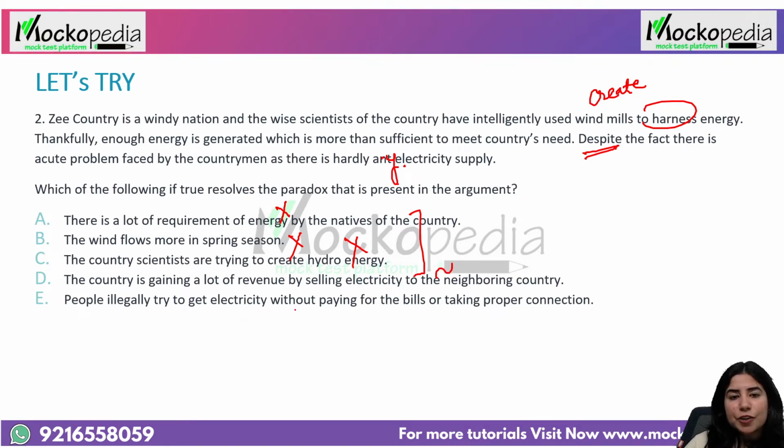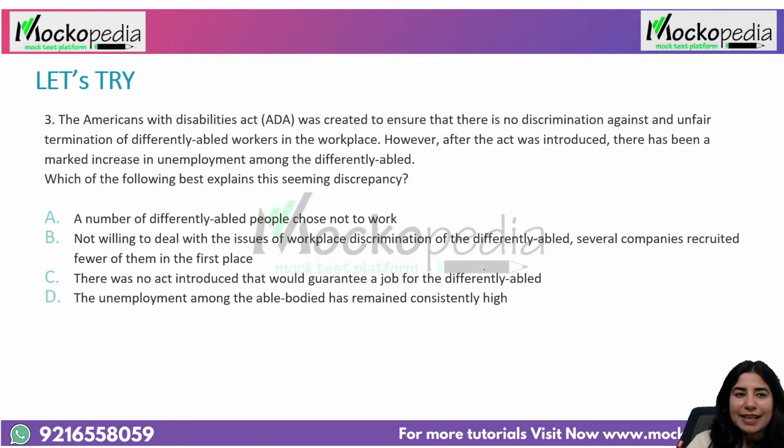People illegally try to get electricity without paying for the bills or taking proper connection. So what do we do of this? This doesn't help us resolve the paradox. Hence, we'll pick D as the right answer, right? So I'm sure we are sorted. Let's try the next question. Please take a minute and then we'll discuss.